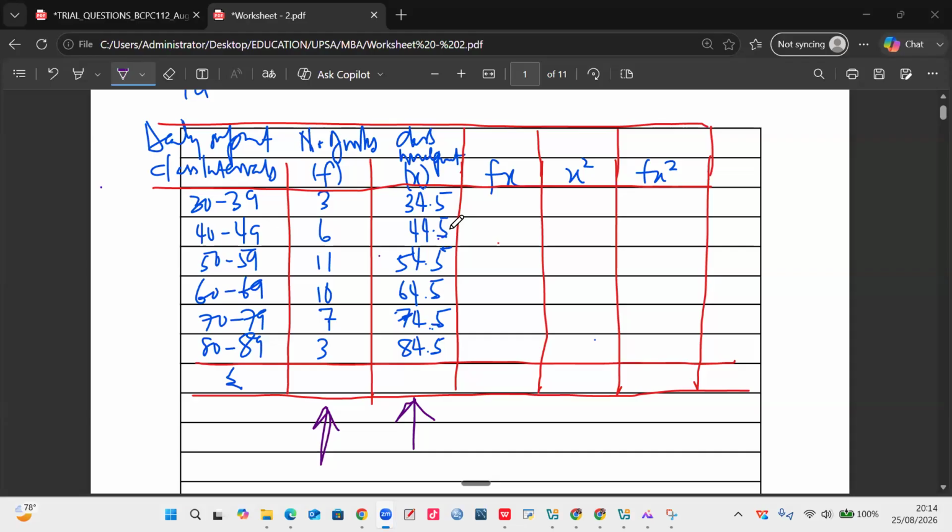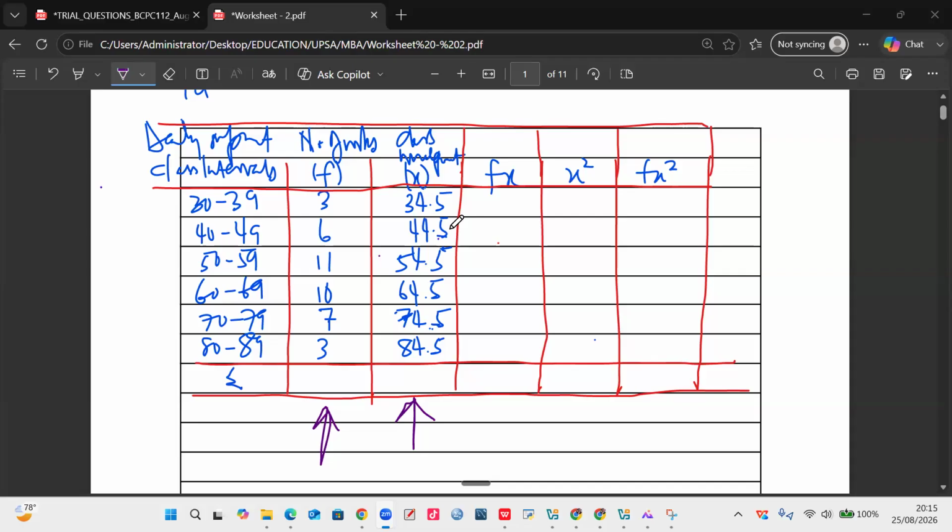What's the next class midpoint? 54.5. The next one, 64.5. The next one, 74.5. The next one, 84.5. Each one you enter, press the equal sign. When you finish the final one, press the equal sign. It will get to 7.